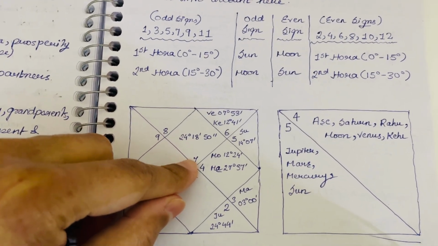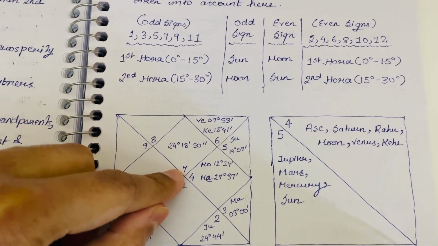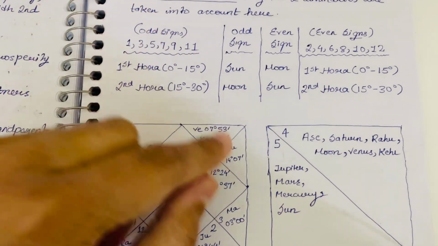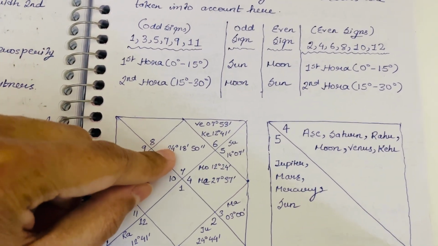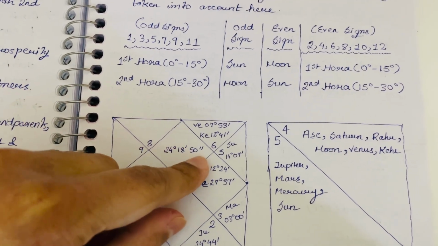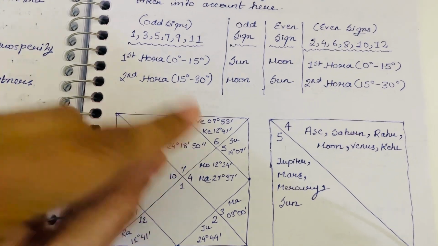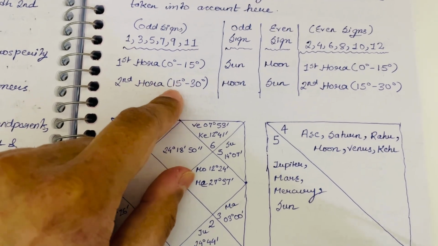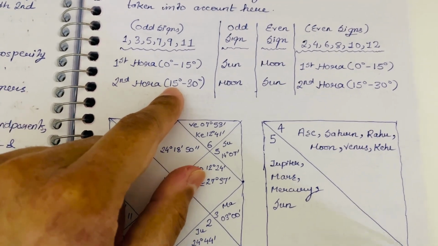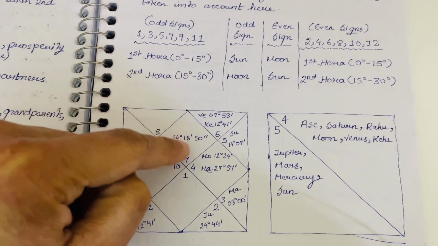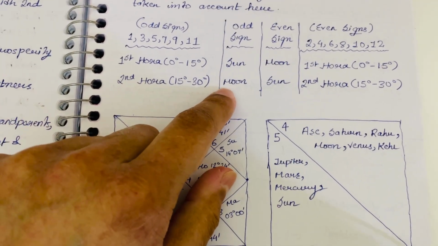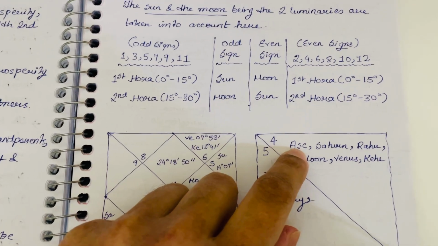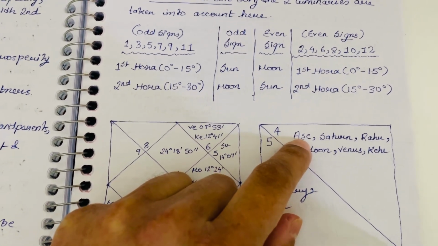So, the sign of the ascendant is Libra. It is 7, an odd sign. So it is falling in this particular part of the table, the odd sign. Now, the longitude is 24 degrees 18 minutes 50 seconds, or 24 degrees 19 minutes. In the odd sign, it is falling in the second hora, right? Because the second hora is ranging from 15 degrees to 30 degrees. It means our ascendant will fall in the sign of Cancer, which is ruled by Moon. So in the sign of Cancer, I have mentioned ASC, the ascendant. So the ascendant is falling in the sign of Cancer.